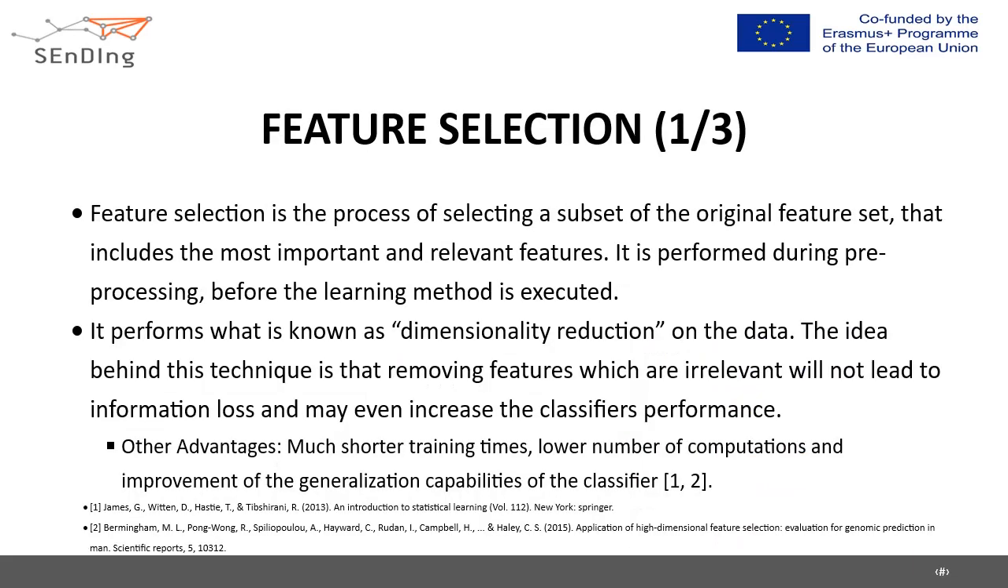Feature selection is the process of selecting a subset of the original feature set, that includes the most important and relevant features. It is performed during pre-processing, before the learning method is executed. It performs what is known as dimensionality reduction on the data. The idea behind this technique is that removing features which are irrelevant will not lead to information loss and may even increase the classifier's performance. Other advantages: much shorter training times, lower number of computations, and improvement of the generalization capabilities of the classifier.